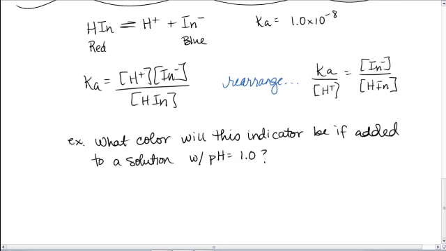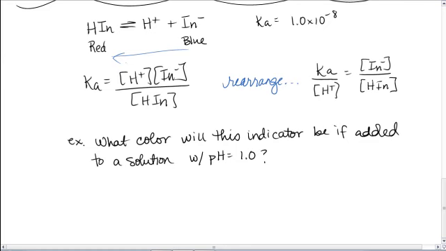All right, first of all, taking a look at the reaction itself, what would your guess be? What color would you expect it to be if it's added to a solution with a pH of 1? Sagar? Red. Why? Yeah, so if you have a high concentration of hydrogen ions, it's going to essentially shift left, which would cause you to have more reds.